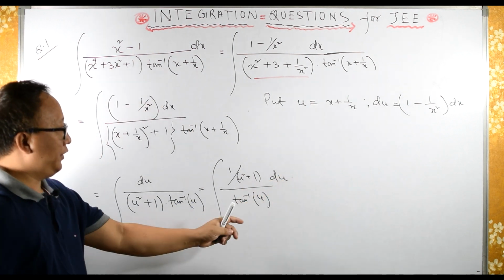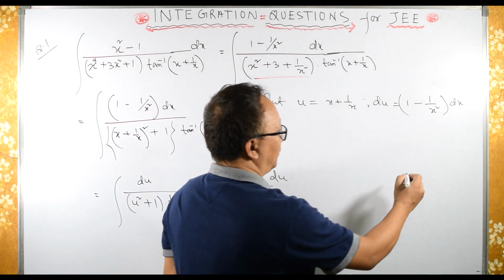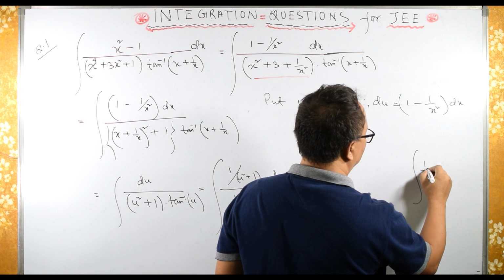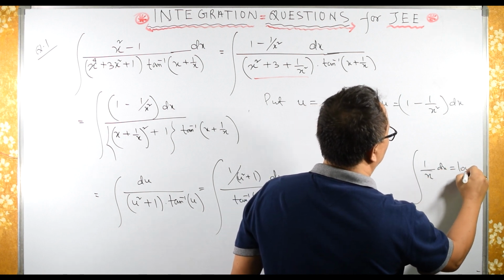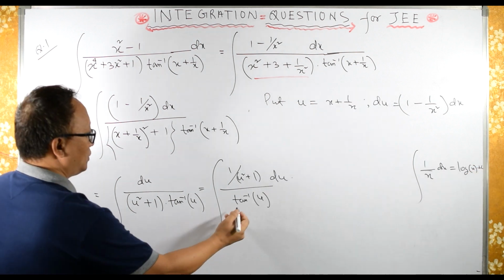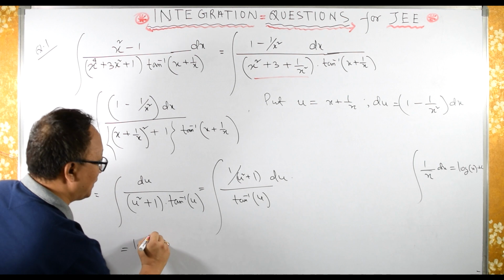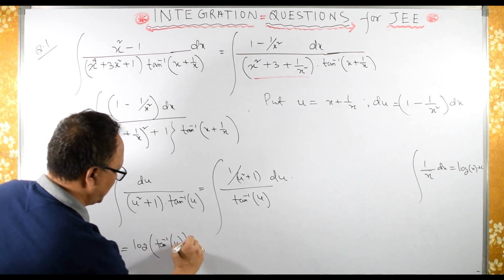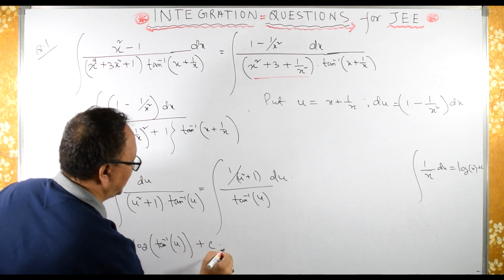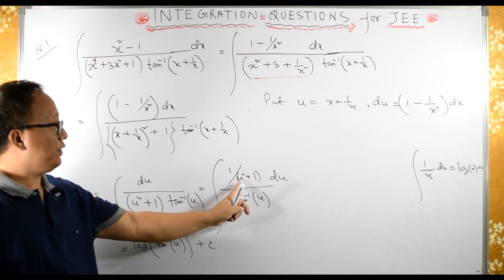Okay, now if you differentiate this and you get this, then that is log, meaning the integral of 1 by x dx is log of x plus some constant. So this integral equals log of tan inverse u plus c. The differentiation of tan inverse u is 1 upon u square plus 1.